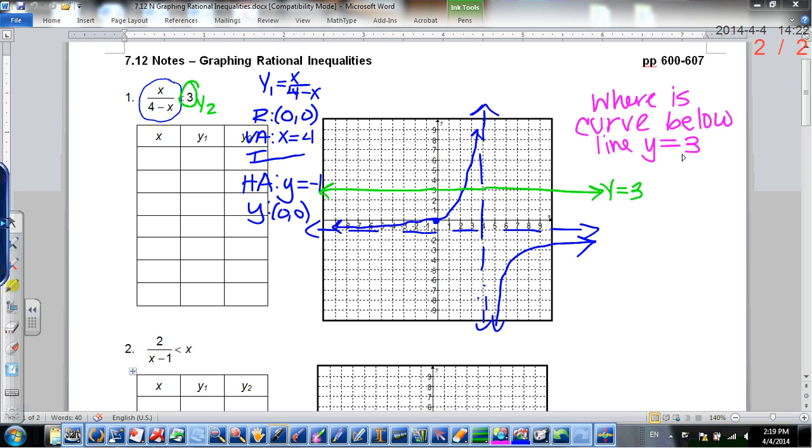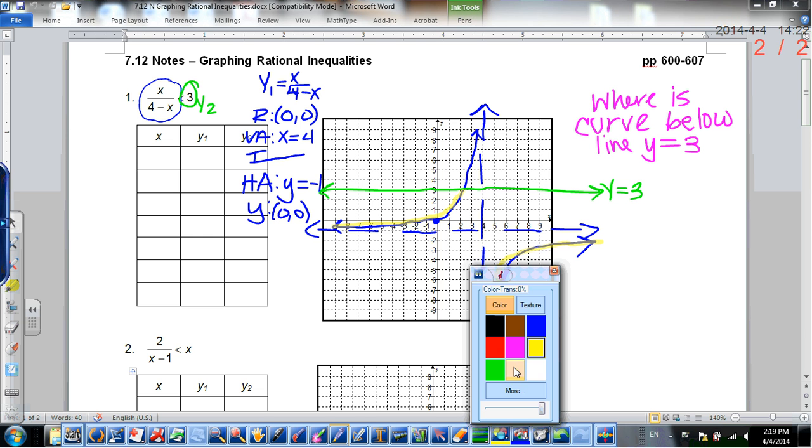I want you to envision taking your hand and covering up anything that's above the line y equals 3. We are only concerned with the part that falls below y equals 3. So on our rational curve, that's going to be this piece, right? Would you agree that's below y equals 3? And that's going to be this piece. Would you agree with that?